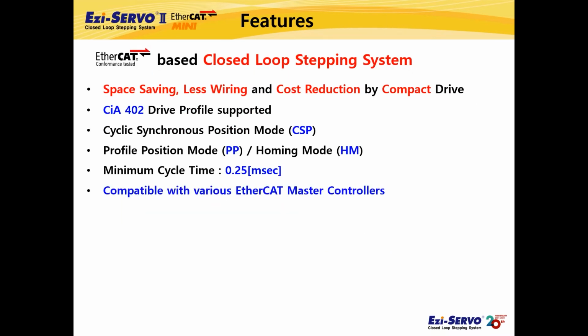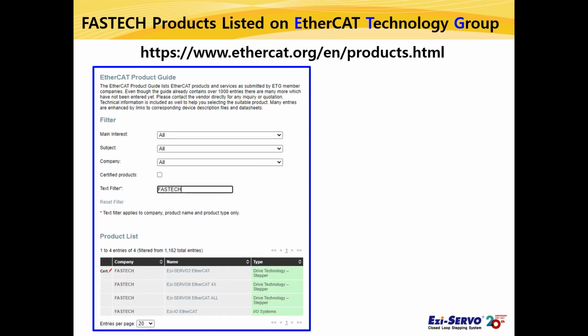Next, Ezi-SERVO EtherCAT Mini is compatible with various EtherCAT master controllers. These are FASTECH's EtherCAT products listed on the EtherCAT Technology Group, the world's largest EtherCAT organization. If you access the official site of ETG with this address and search FASTECH, you can see that FASTECH's 4 types of EtherCAT slave products are on the list. The rest of the EtherCAT products will be updated in the future.